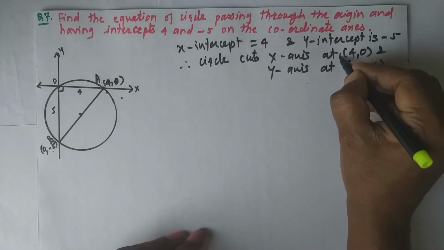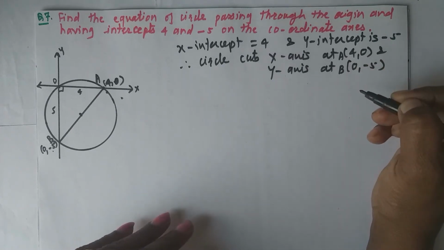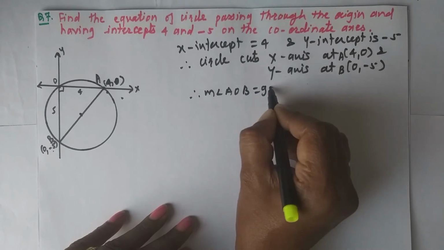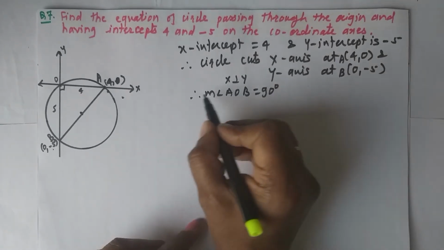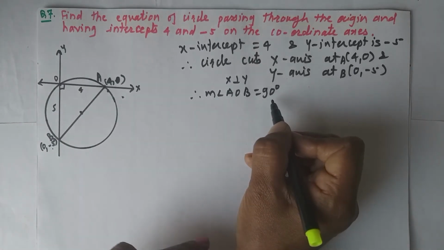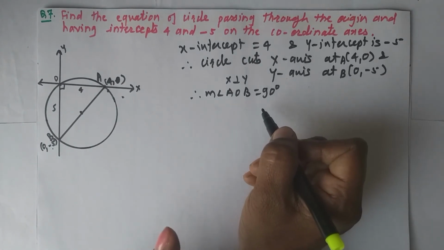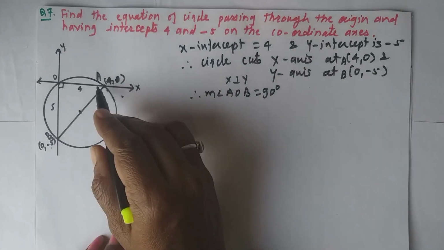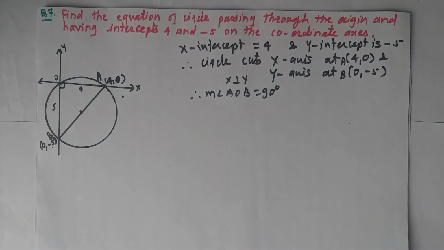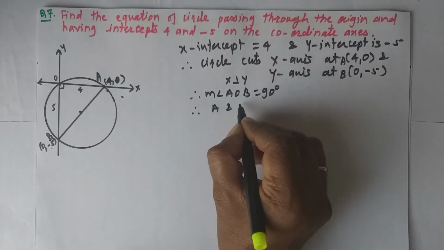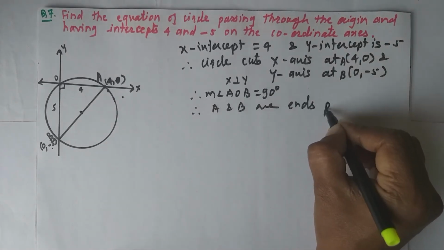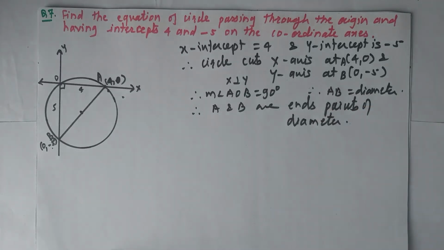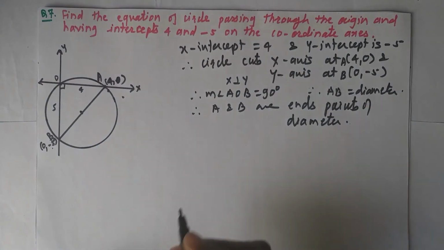Okay, suppose this point is A and this point is B. Now the measure of angle AOB is 90 degrees. The x axis is perpendicular to the y axis. Therefore angle AOB is 90 degrees, and we know by the property of circle that the angle in a semicircle is a right angle, means this AOB is a semicircle. Therefore A and B are endpoints of the diameter. Here AB is the diameter and A and B are endpoints of the diameter of the circle.